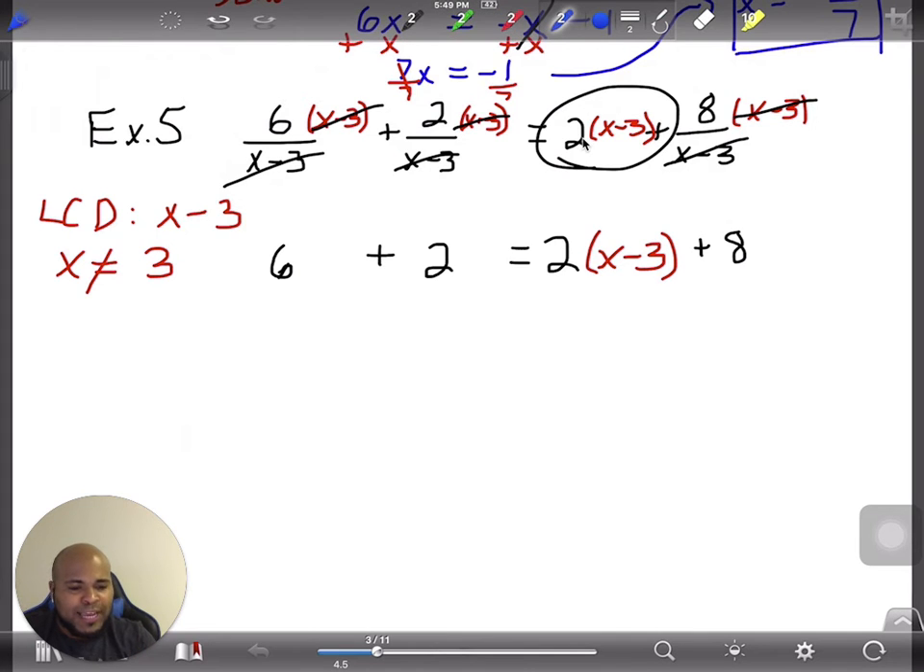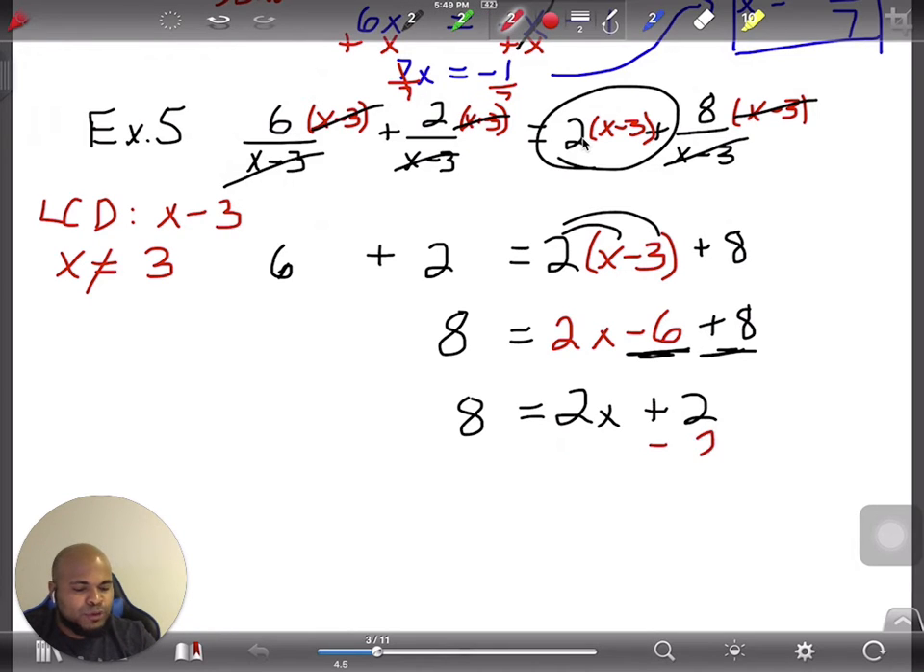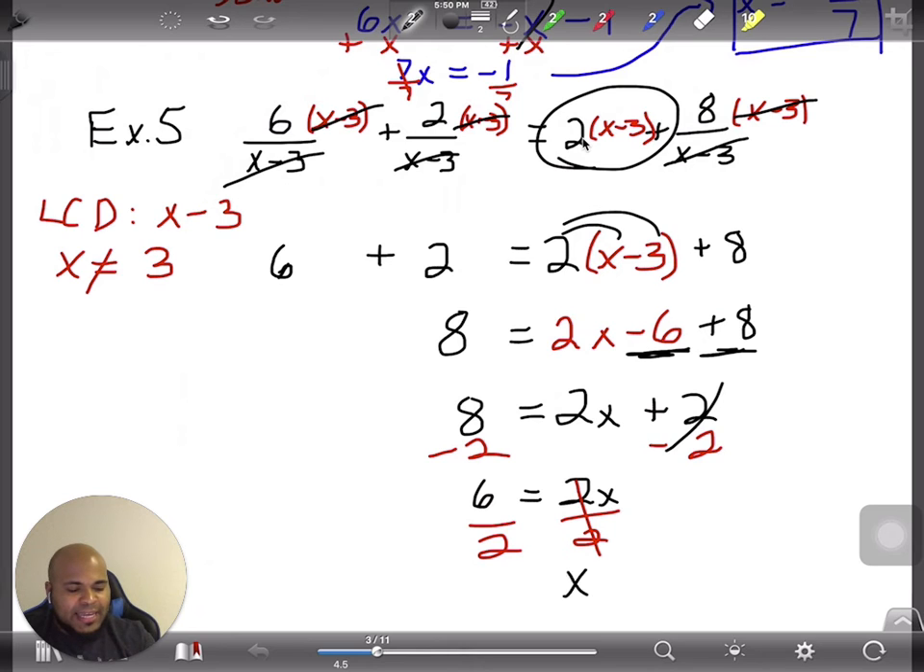6 plus 2 is just 8. So let's do that. 8 equals, let's distribute. So 2 times x is 2x, and 2 times negative 3 is negative 6. And then we bring down the plus 8. Combine like terms. So negative 6 will combine over there. So this is 2x plus 2. And then I'm going to subtract 2 from both sides. I'm trying to get x by itself. And that will give me 6 equals 2x. And the last step here will be to divide both sides by 2. And when I do that, I get that x equals 3.